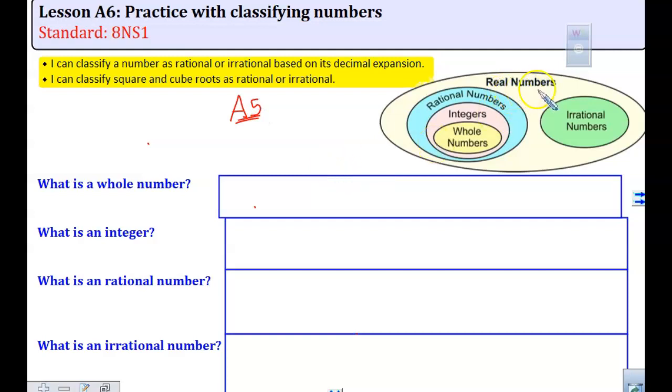In Math 8 and in Algebra, you will always be working with real numbers. In that category, it's broken down into our irrational, those are the ones that cannot be written as a fraction, and rational, thinking about that definition. Integer and whole numbers are our most specific category.